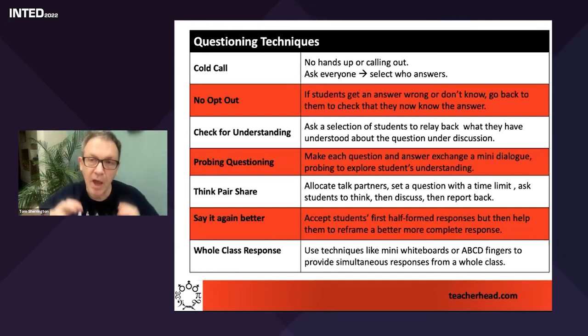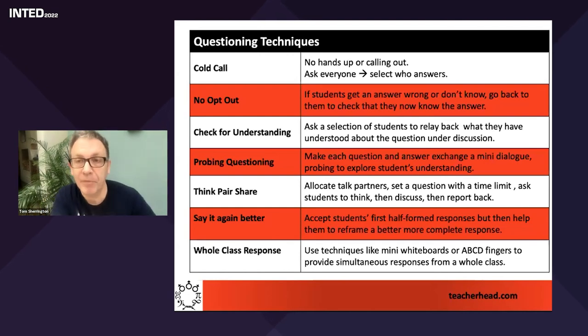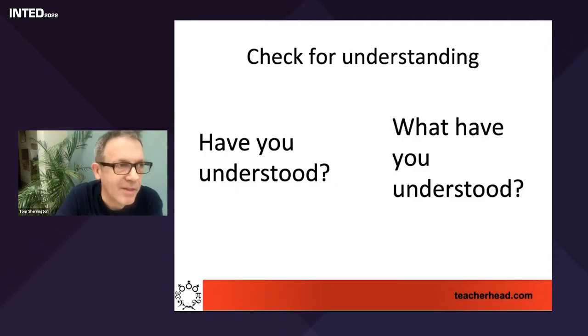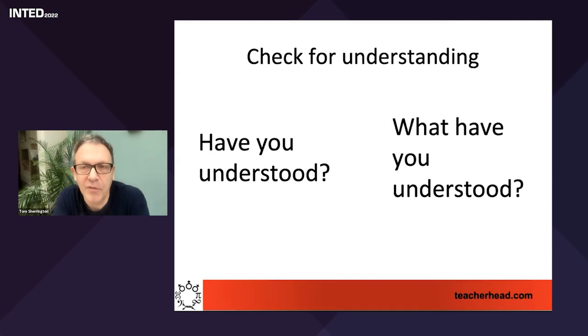These are all types of questioning techniques that are useful. And in a session of this length, I couldn't go into all of them one by one. But the main one that Rosenshine stresses is checking for understanding. And he's quite amusing about this. He says, how not to check for understanding is to say, have you understood? Teachers do this all the time.